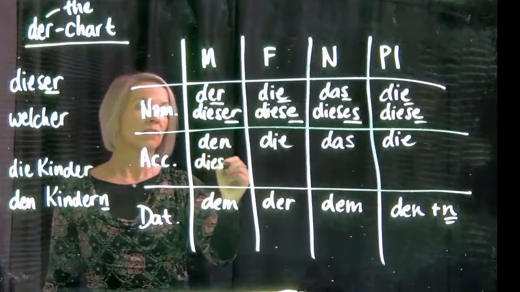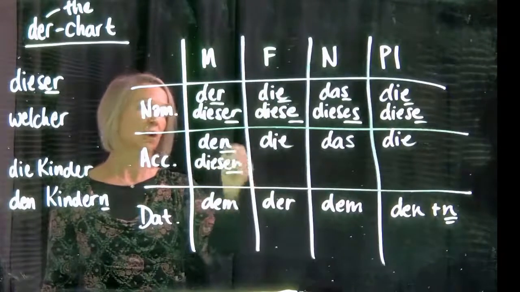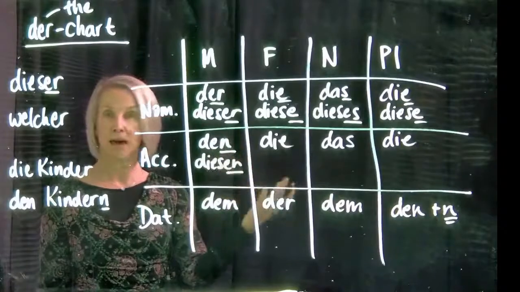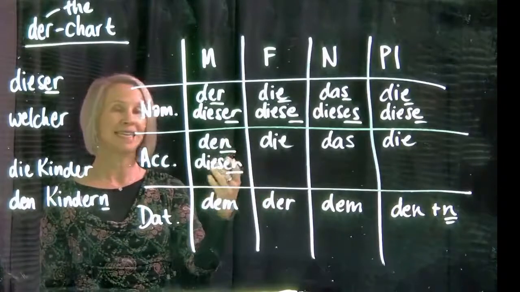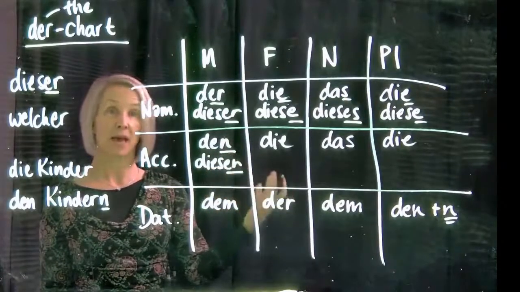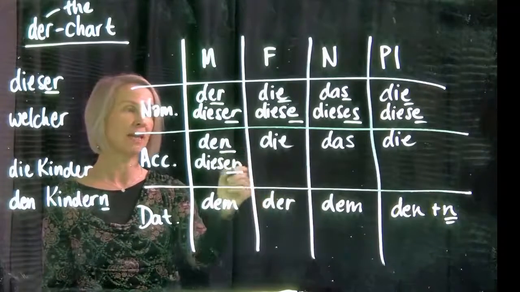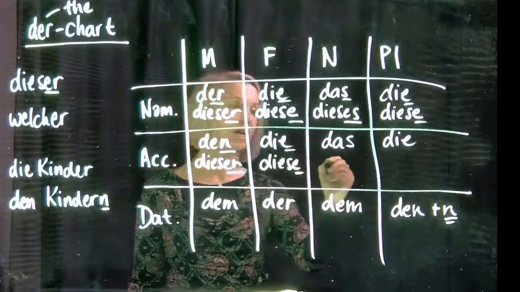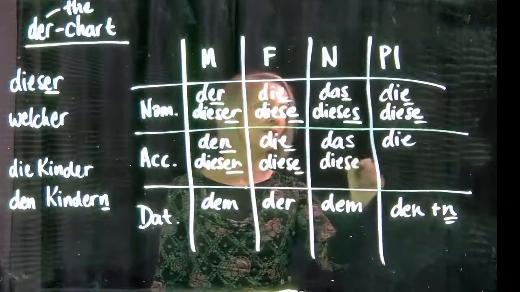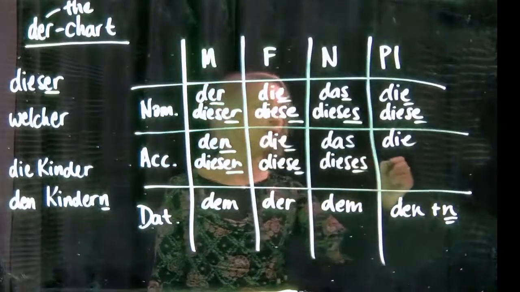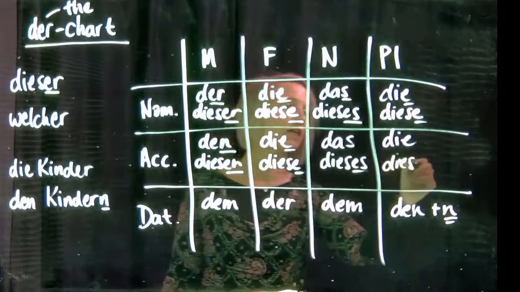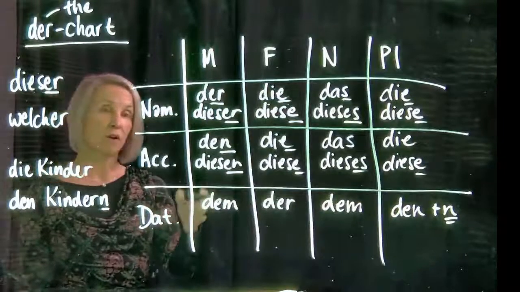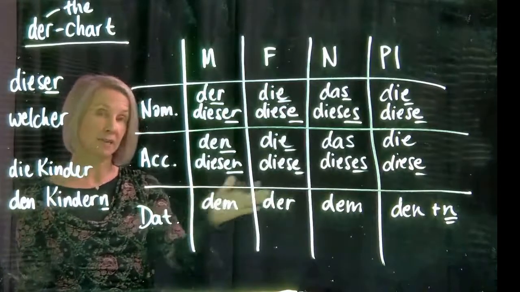We saw then that that pattern also followed for the accusative case, so den Mann, the man, accusative, diesen Mann, this man, accusative, ending in N in both cases. Feminine, diese, no change in the accusative, no change in the accusative for neuter, and no change in the accusative for plural. The dative forms then follow the same pattern as the definite article.